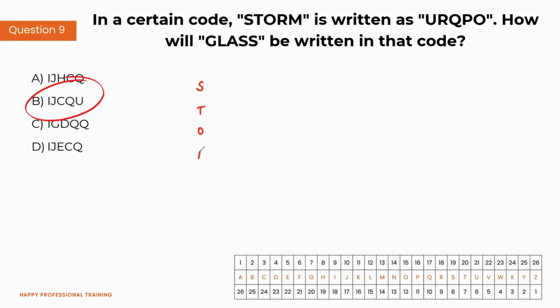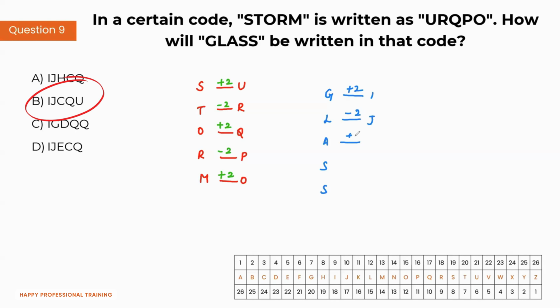Storm is written as U, R, Q, P, O. Let's understand the pattern here. S plus 2 is U, T minus 2 is R, O plus 2 is Q, R minus 2 is P, and M plus 2 is O. Let's apply the same pattern to glass. G plus 2 is I, L minus 2 is J, A plus 2 is C, S minus 2 is Q, and S plus 2 is U. So B is the correct answer.